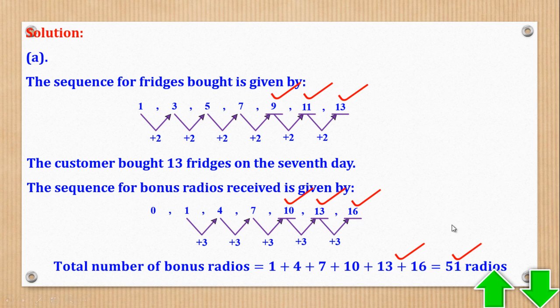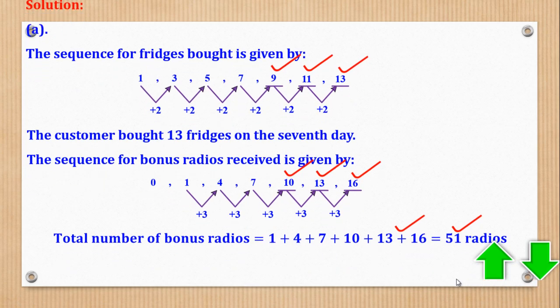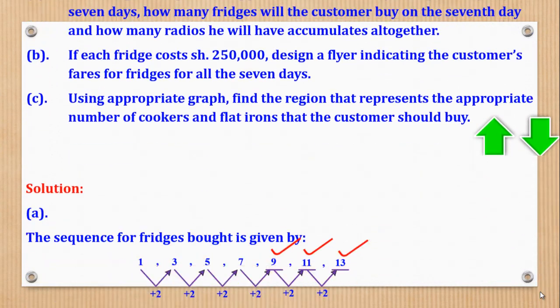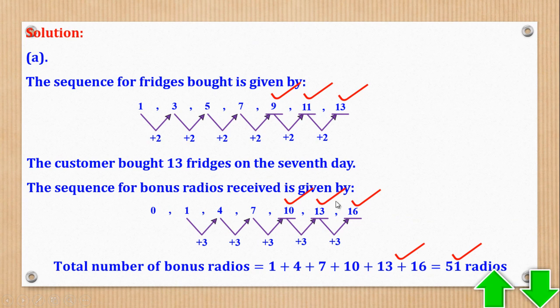Then that's about the bonus radios. Let me see the task. How many radios? Yeah, that is it. Now here, task B. If each fridge costs shillings 250,000, design a flyer indicating the customer's fares for fridges for all the 7 days. So in short, they want the costs for all these fridges for each day.